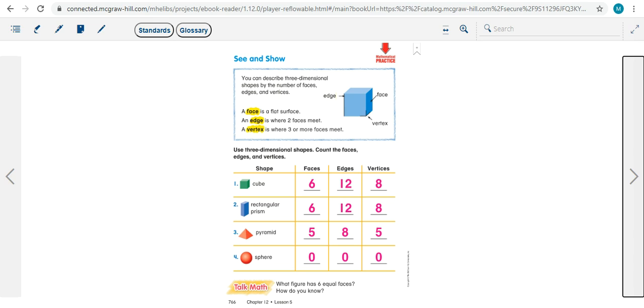Use three-dimensional shapes. Count the faces, edges, and vertices. Number 1, a cube has 6 faces, 12 edges, and 8 vertices. Number 2, rectangular prism. It has 6 faces, 12 edges, and 8 vertices. Number 3, a pyramid has 5 faces, 8 edges, and 5 vertices. And spheres do not have faces or edges or vertices. They have 0, 0, and 0. Next page.